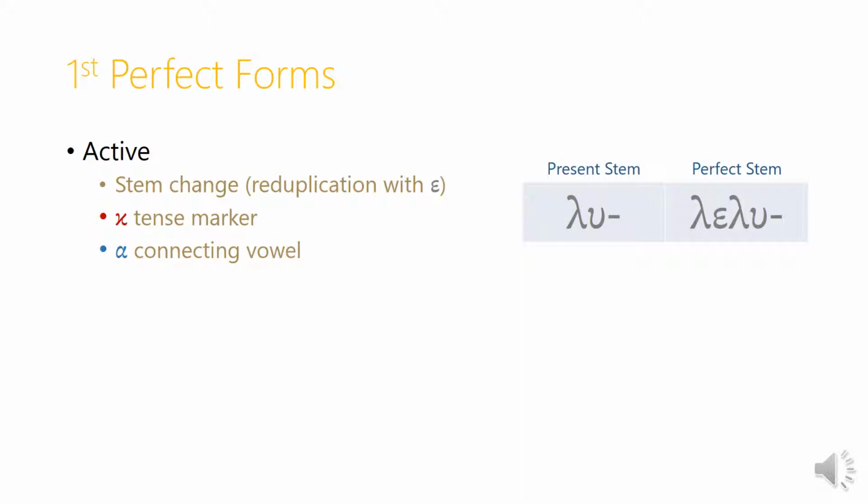Then onto that changed stem, we add the kappa tense marker. So just like we used a sigma tense marker for the first aorist, in the first perfect we use a kappa tense marker, and then an alpha connecting vowel. Very much like the first aorist used an alpha connecting vowel.